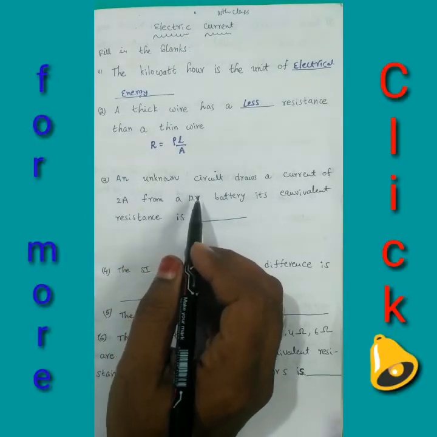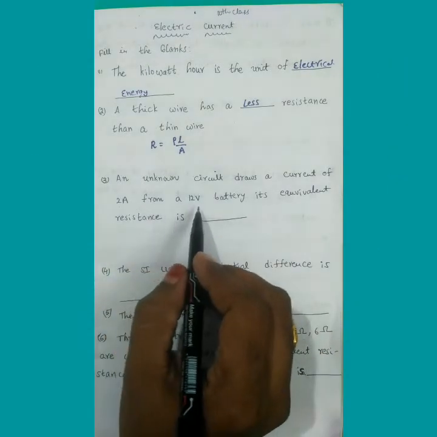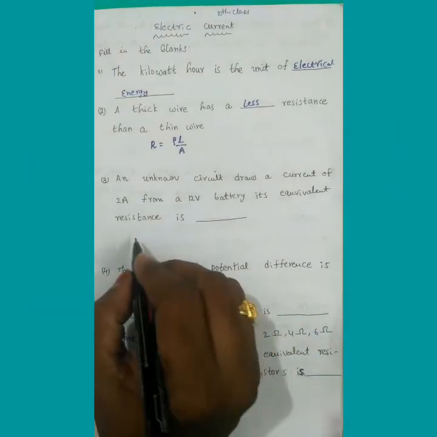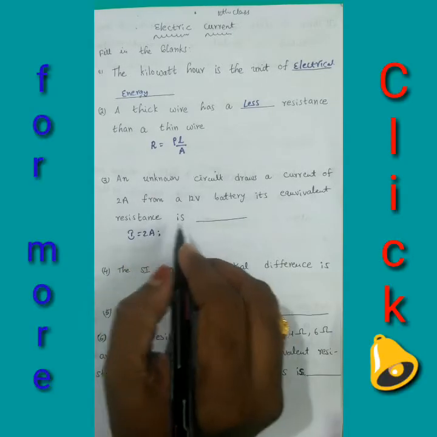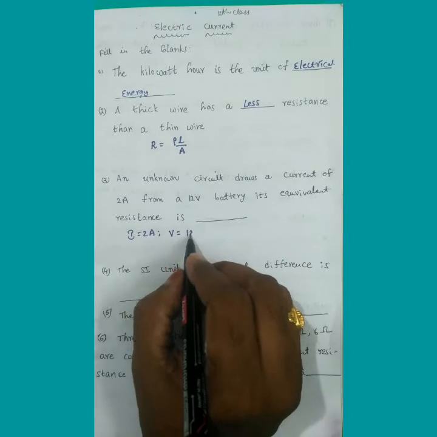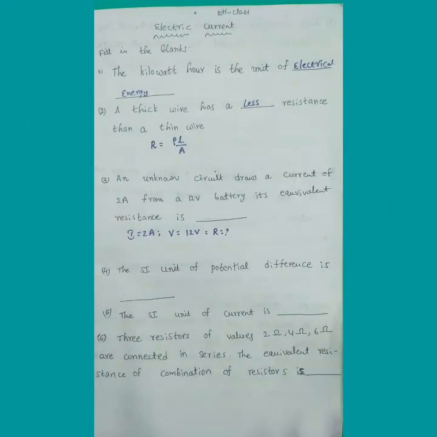An unknown circuit draws a current of 2 ampere from a 12 volt battery. Its equivalent resistance is? That means, what is the data given for us? Current given, I equals 2 ampere. And voltage V equals 12 volts is given. So we have to calculate the resistance R.